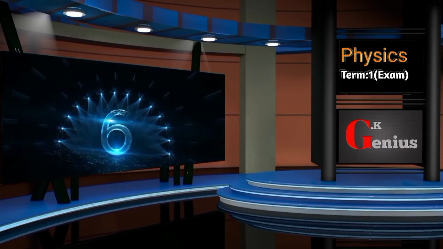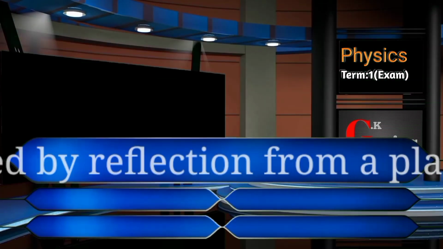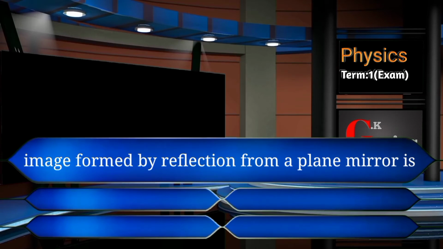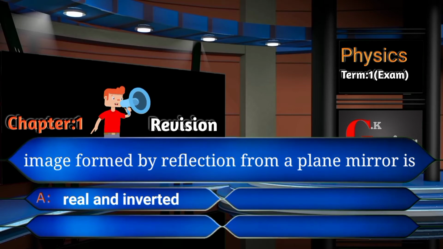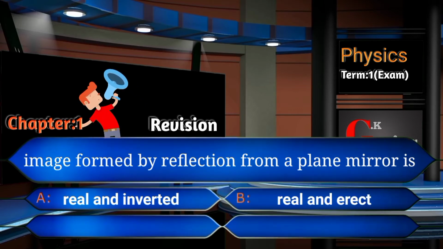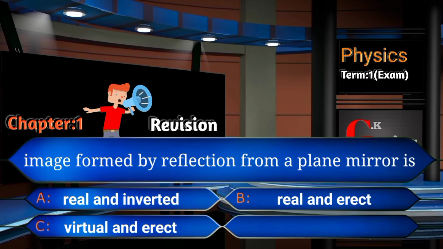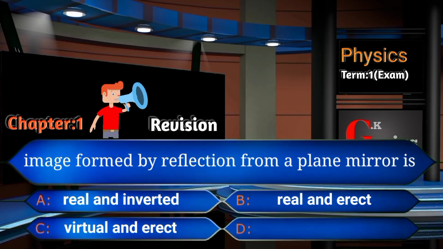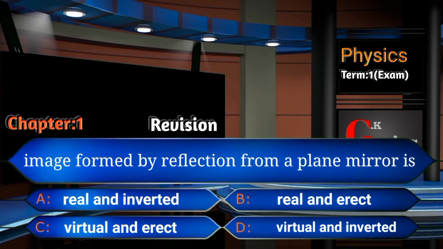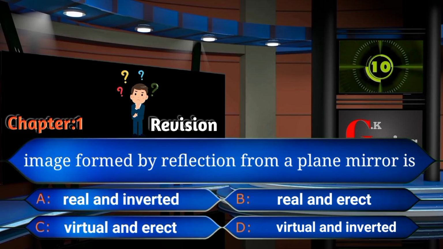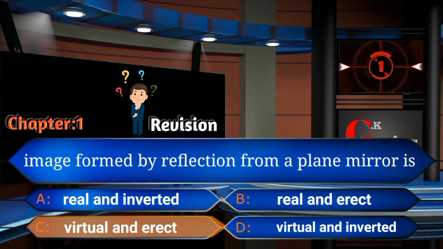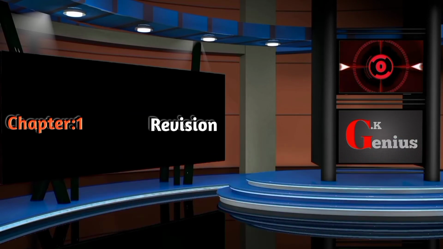Sixth question. Image formed by reflection from a plane mirror is, your option is A real and inverted, B real and erect, C virtual and erect and D virtual and inverted. Time start now. 9, 8, 7, 6, 5, 4, 3, 2. Right answer is C virtual and erect.